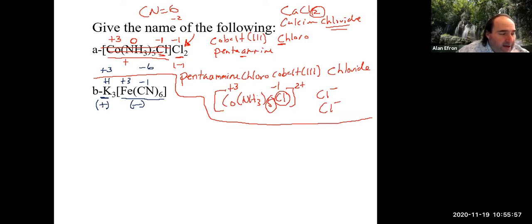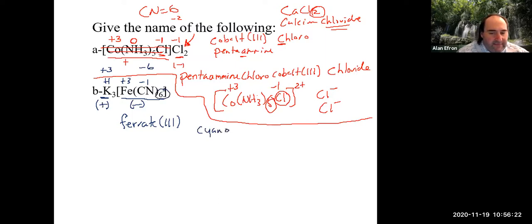We also know that the iron is part of a negative complex ion, which means we will not use iron as our name. We go old school on it. So that is ferrate, Roman numeral 3 for the iron part. We also have our CN minus, which is cyano.